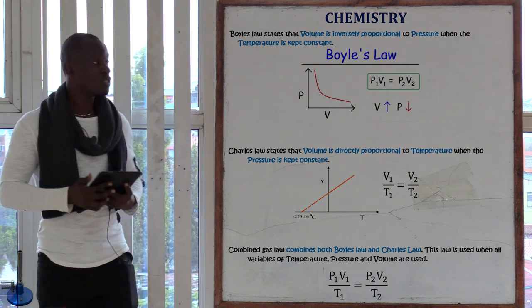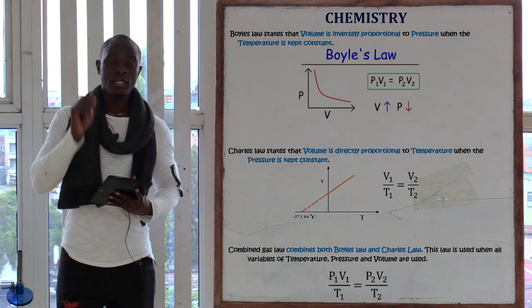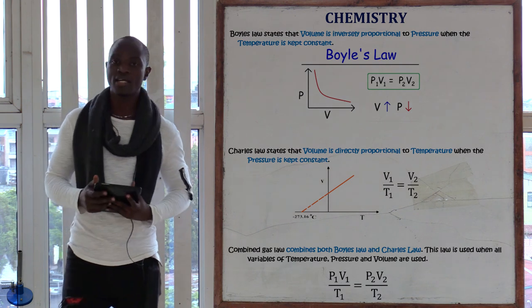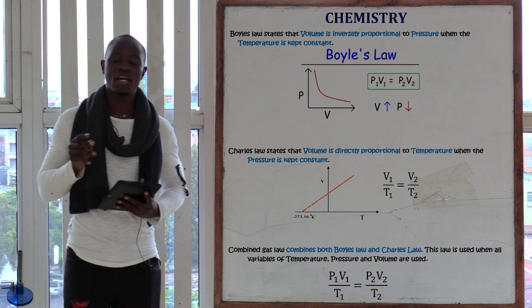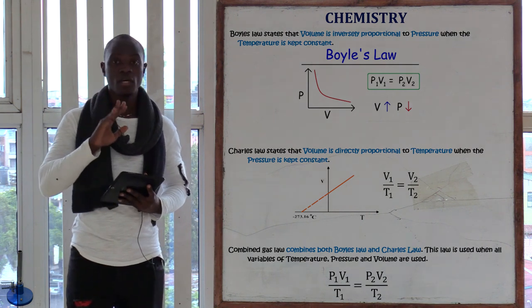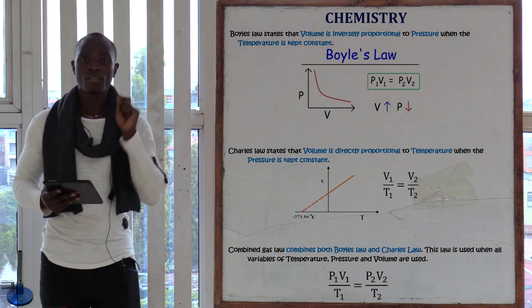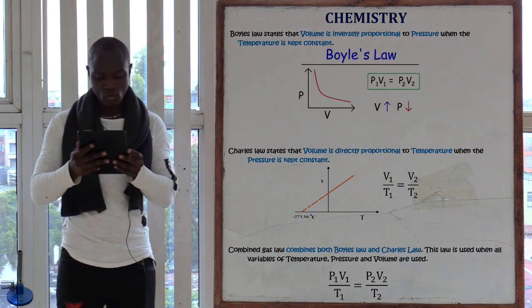So the most important thing here, take note: have you been given pressure, volume, temperature? Use combined gas law. Have you been given volume and temperature? Use Charles' law. Have you been given pressure and volume? Use Boyle's law. So take note to know exactly what the question is asking, so you use the correct formula to calculate.